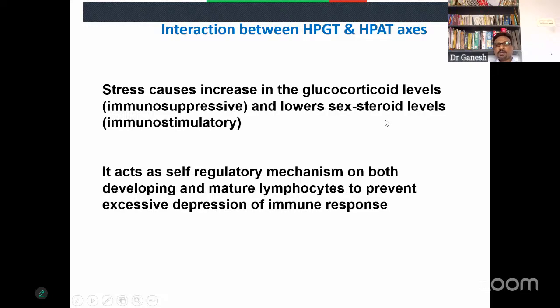Increased glucocorticoids following stress are immunosuppressive, and that will suppress the sex steroid hormone level also, because it is experimentally proven that increased glucocorticoid concentration suppresses the sex steroid hormone level. So decreased sex steroid hormone levels are now immunostimulatory. So on one hand, there is an immunosuppressive effect of glucocorticoids. On the other hand, there is an immunostimulatory effect of lowered sex steroid hormone levels. Now these two axes are a kind of balanced one. So a balance or homeostasis is maintained during stress. So it acts as a self-regulatory mechanism on both developing and mature lymphocytes to prevent excessive depression of the immune response.